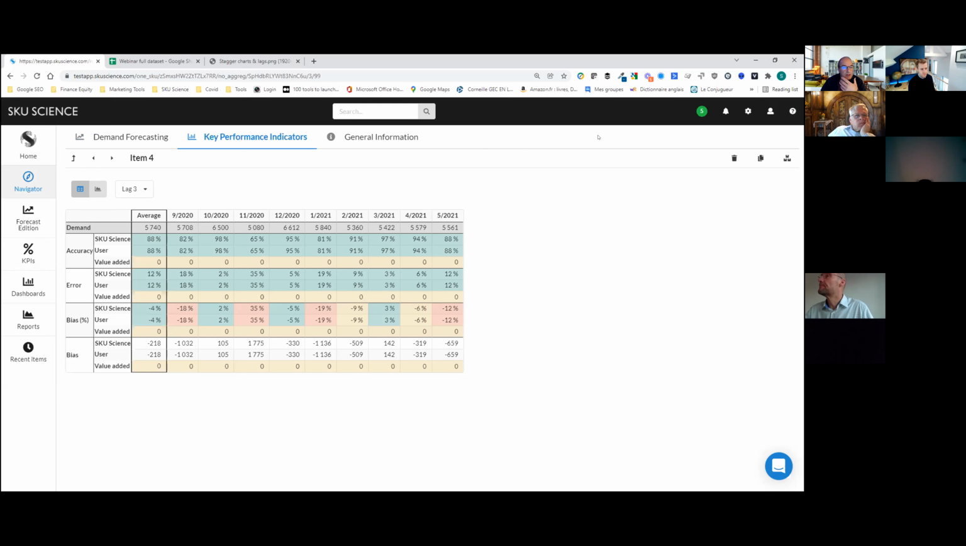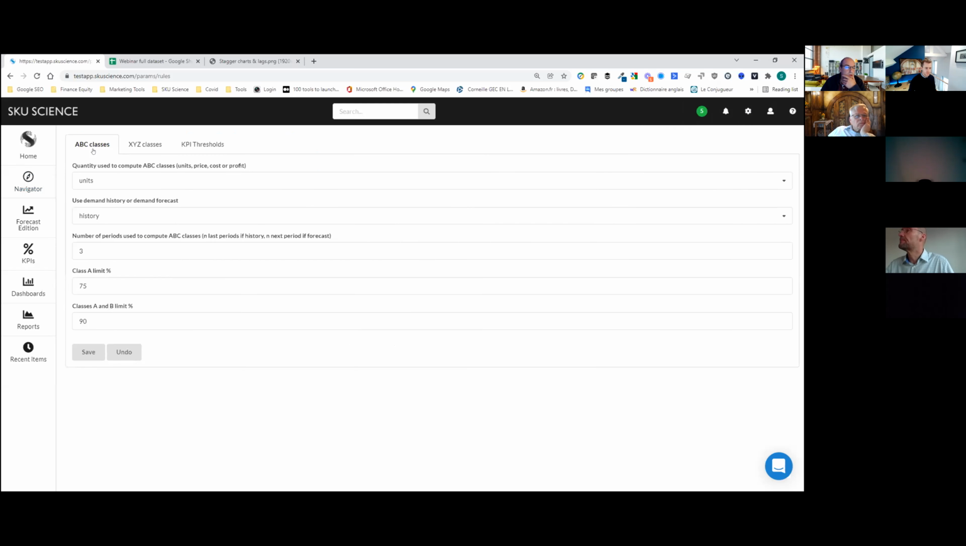But as you've seen, and as Nicolas mentioned, we have by default some rules that he described as the bad practices for this ABC XYZ classification. Here, if we check how we computed the ABC classes, we compute them based on units, based on historical data, and we have taken the last three periods to compute them. We have defined the limits: 75% to be an A product, B between 75 and 90, and above 90% you are a C class.